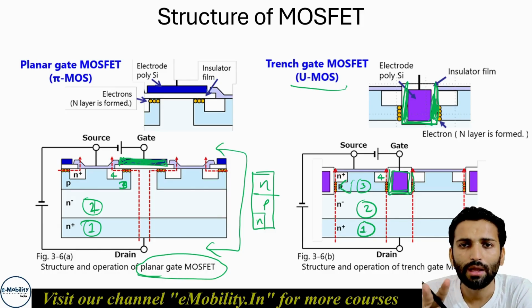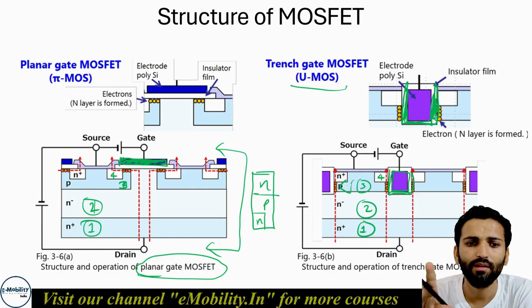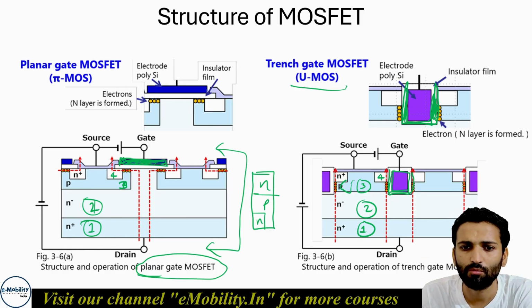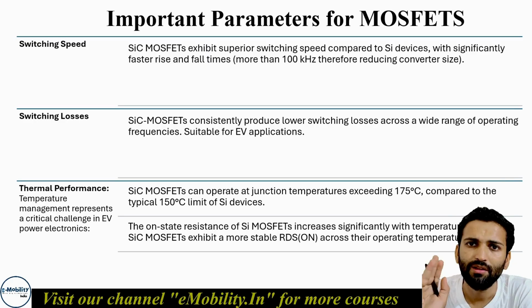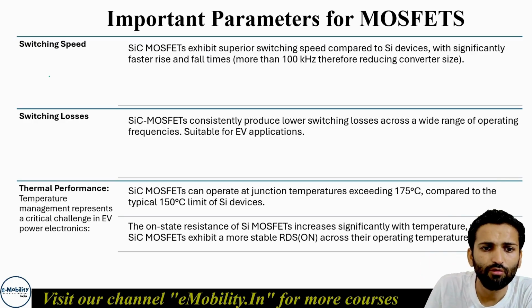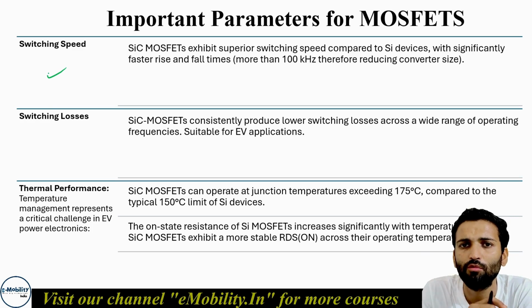So there are two types of structural difference in MOSFET. One type is known as planar gate MOSFET, which is simple planar, and another one is U MOS or the trench gate MOSFET. Both MOSFETs have different practical applications. So which parameters are important for MOSFET? There are 3 basic parameters which are very important when selecting a MOSFET. First is the switching speed. What is the switching speed of a MOSFET?